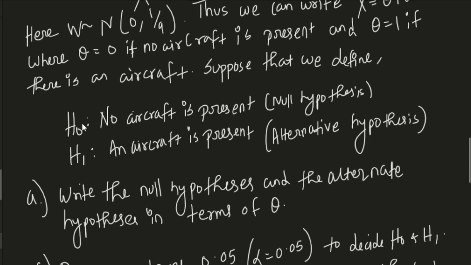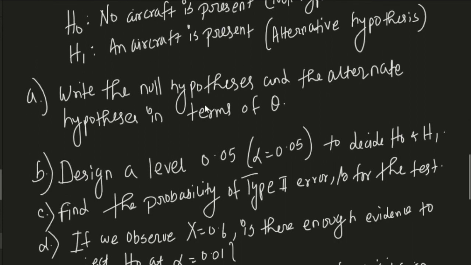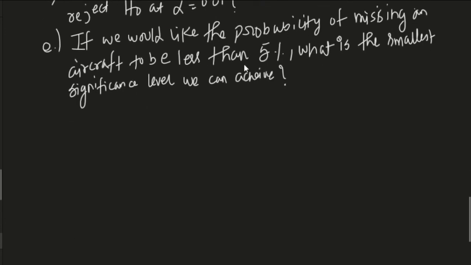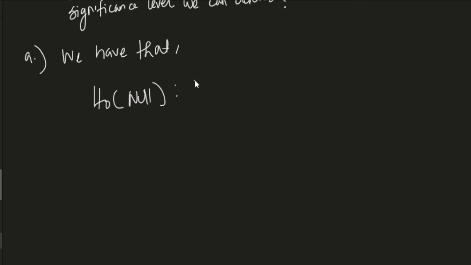Now suppose that we define the null hypothesis H naught as no aircraft is present, while the alternative hypothesis H1 as an aircraft is present. Now the questions. Let's go for number 1. Write the null hypothesis and the alternative hypothesis in terms of theta. So the simple hypotheses are as follows. Part A, we have that H naught, which is the null hypothesis, can be written as theta equals 0.